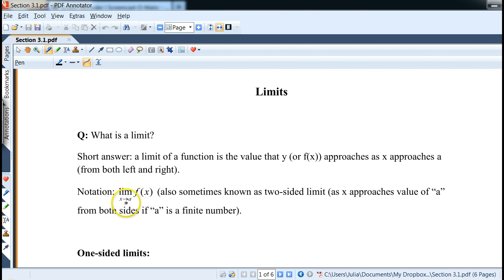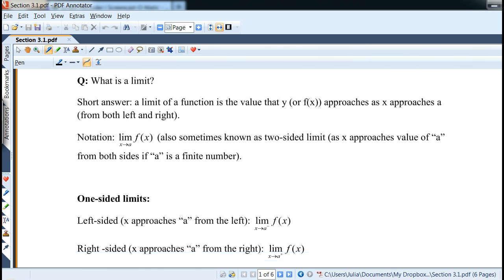So here is the notation. A limit as x approaches a of f of x. This is also sometimes known as a two-sided limit, because we can approach the number from either side. Notice how we use this little notation, a with a minus sign on the top. That basically means we're approaching from the left, or you can think of it as the negative side, but it's not always negative. It's from the left, or a number that's slightly less than a, or we can approach it from the right, or a number slightly larger than a.